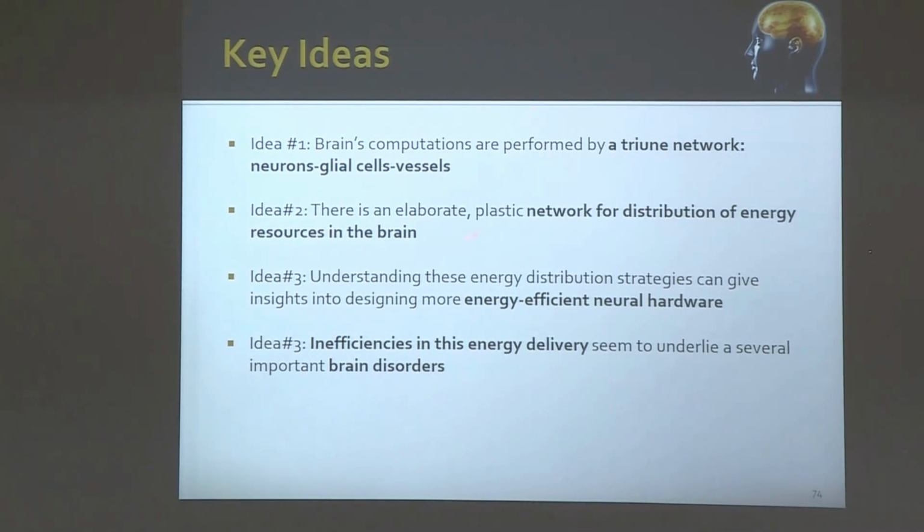Then there's an elaborate plastic network for distribution of energy resources in the brain. This network is adaptive, therefore it is tuned to support the kind of frequently occurring patterns in the brain. Any deviation from that, the plasticity is there to take care of, through fresh learning. And understanding these distribution strategies can give insights, probably, into designing more energy efficient neural hardware.